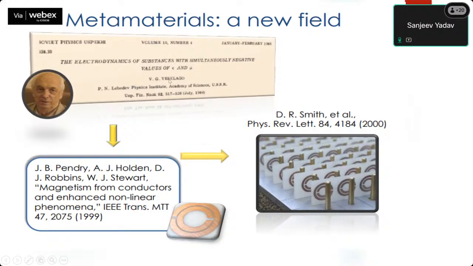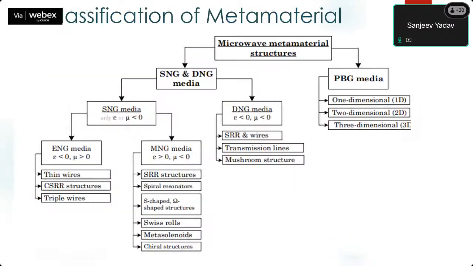V.G. Veselago, whom I've mentioned in the previous slides. And then J.B. Pendry in 1999 and D.R. Smith, who proved it in 2000, with fabricated structures. So there is a classification of the metamaterials: single negative, double negative, and PBG media. Single negative is where only mu or epsilon is negative, and double negative is where both are negative. These are some examples for the photonic band gap media. You can see that they are one-dimensional, two-dimensional, and three-dimensional structures.